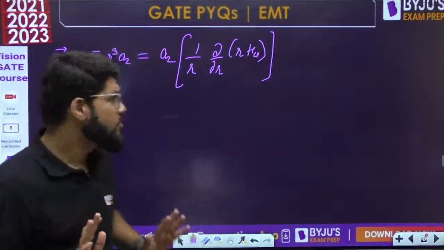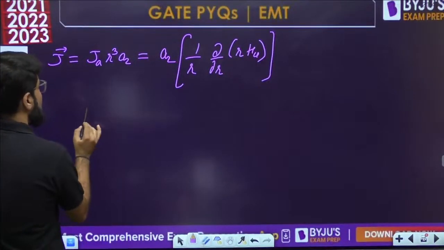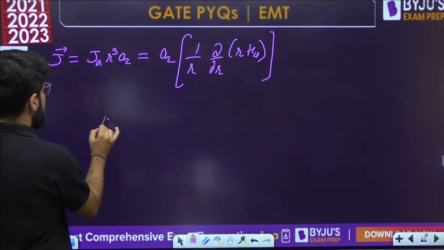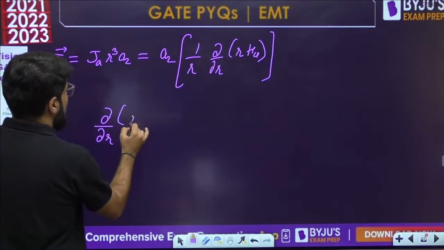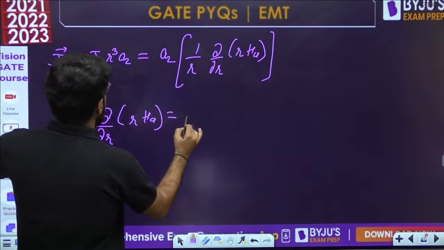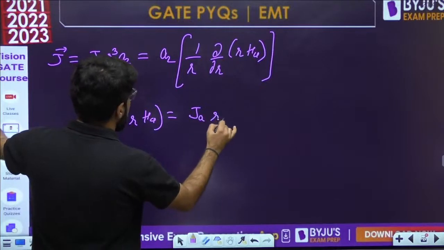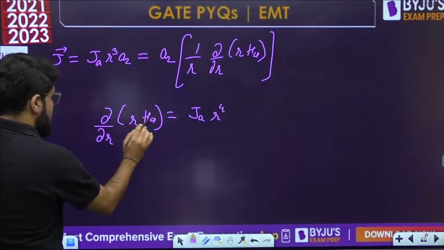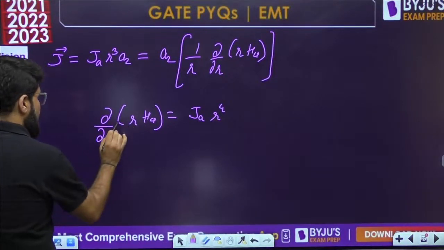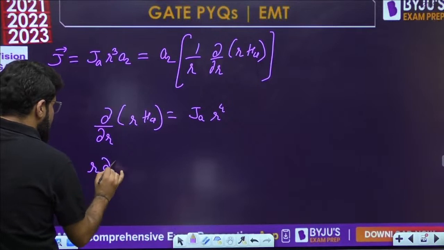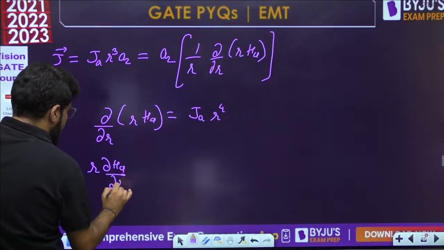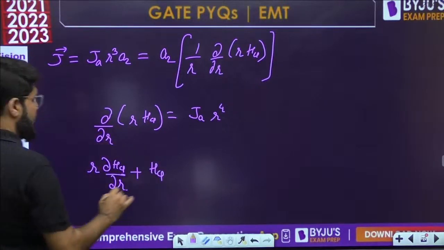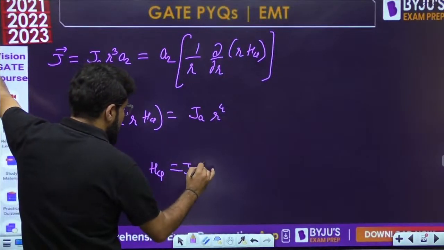Let us compare the magnitudes. Remove a z. So I have J a r cube. This becomes a differential equation: del by del r of r H phi is equal to J a, a constant, and shifting this r to the other side, r power 4. Let's differentiate this. When I open it up, first r constant, differentiation of H phi, del H phi by del r, plus H phi constant, del r by del r will be 1, is equal to J a r power 4.